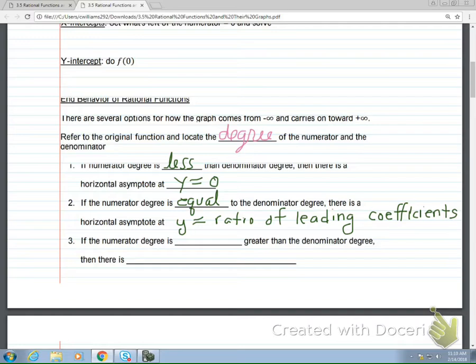Okay, situation 3. If the numerator degree is at all greater. I don't care if it's greater by 1, greater by 2, greater by 50 million, whatever. If the numerator degree is at all the greater one, then there is no horizontal asymptote, which from now on I will refer to as an HA. In fact, I'll abbreviate all the asymptotes. So VA will be a vertical asymptote, and HA is what we're going to use for horizontal asymptote.